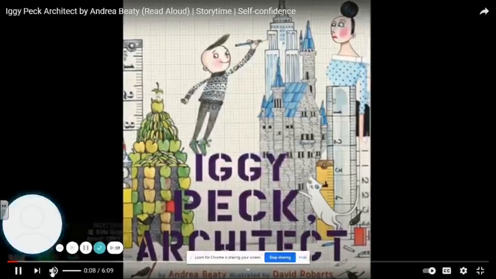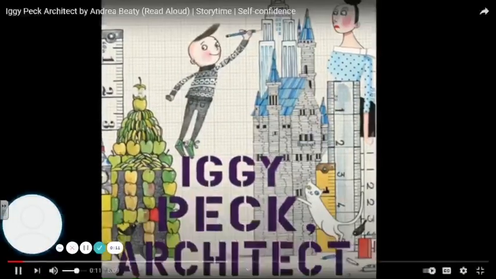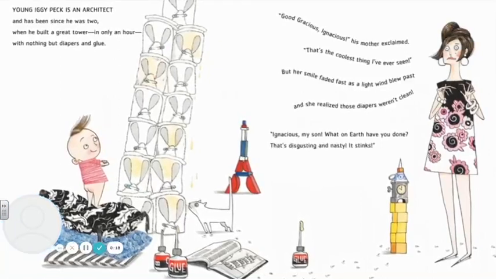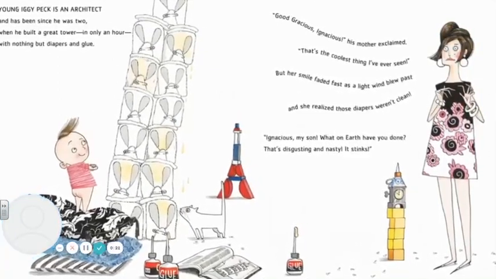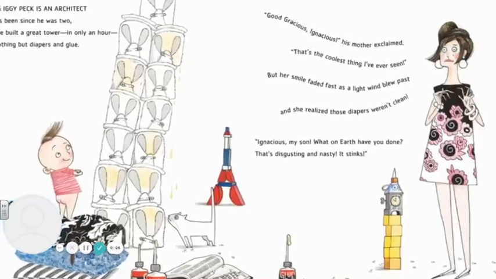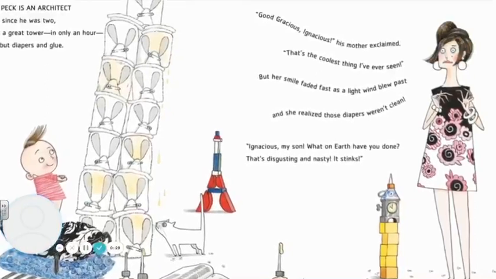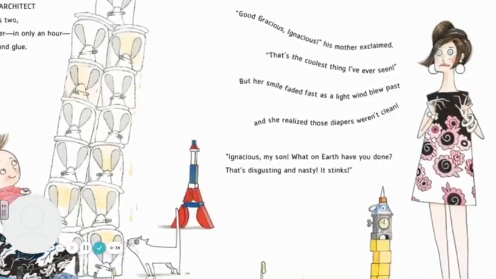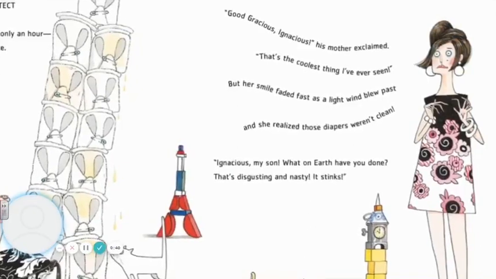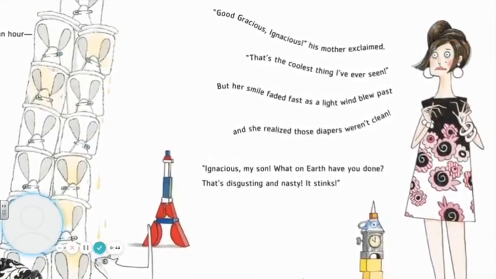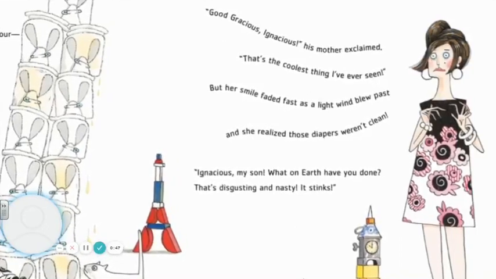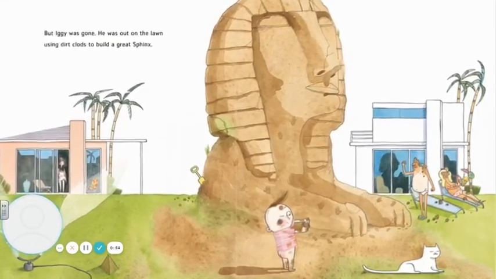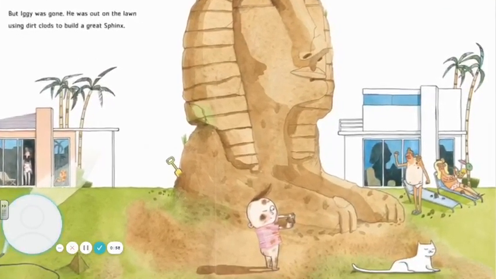Illustrated by David Roberts. Read by Miss Jill. Young Iggy Peck is an architect and has been since he was 2, when he built a great tower in only an hour with nothing but diapers and glue. "Good gracious, Ignatius," his mother exclaimed. "That's the coolest thing I've ever seen." But her smile faded fast as a slight wind blew past, and she realized those diapers weren't clean. "Ignatius, my son, what on earth have you done? That's disgusting and nasty. It stinks." But Iggy was gone. He was out on the lawn using dirt clods to build a great sphinx.